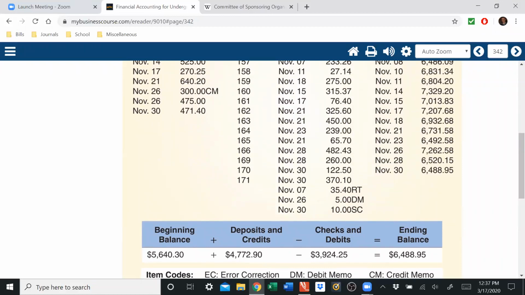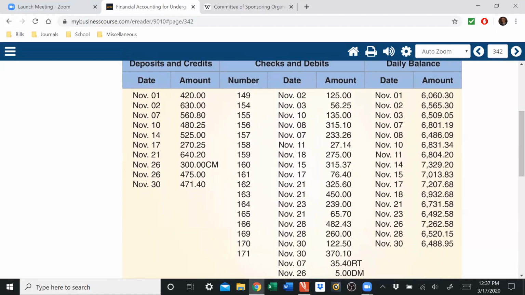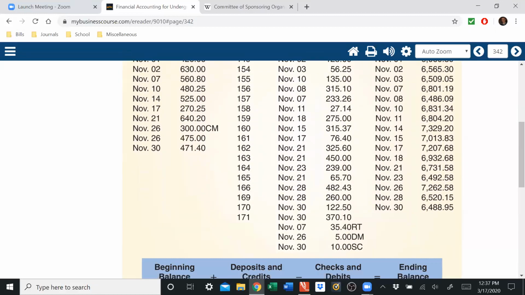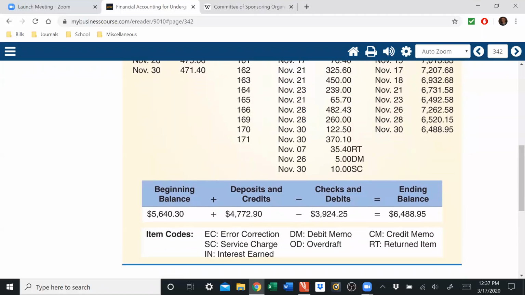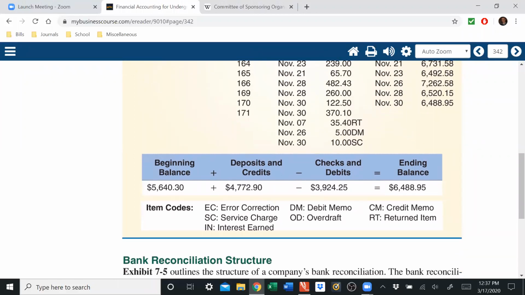The bank is taking the money out. It would have put it in over here. No, it's letting Wilson know that the customer didn't have the money to clear that check. So that's what a not sufficient funds check is, and that's similar to a returned item. You can just think of it like that.